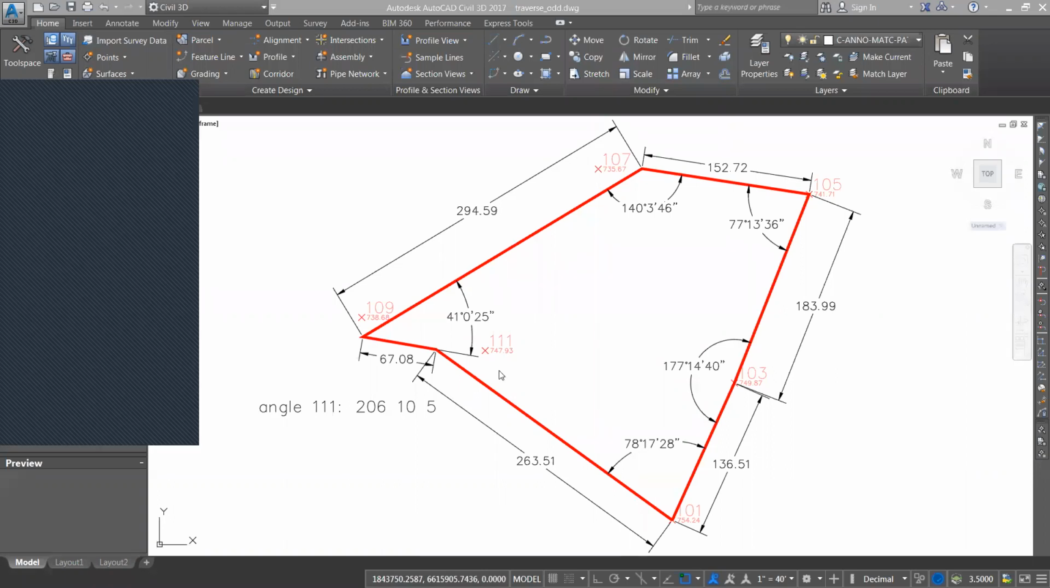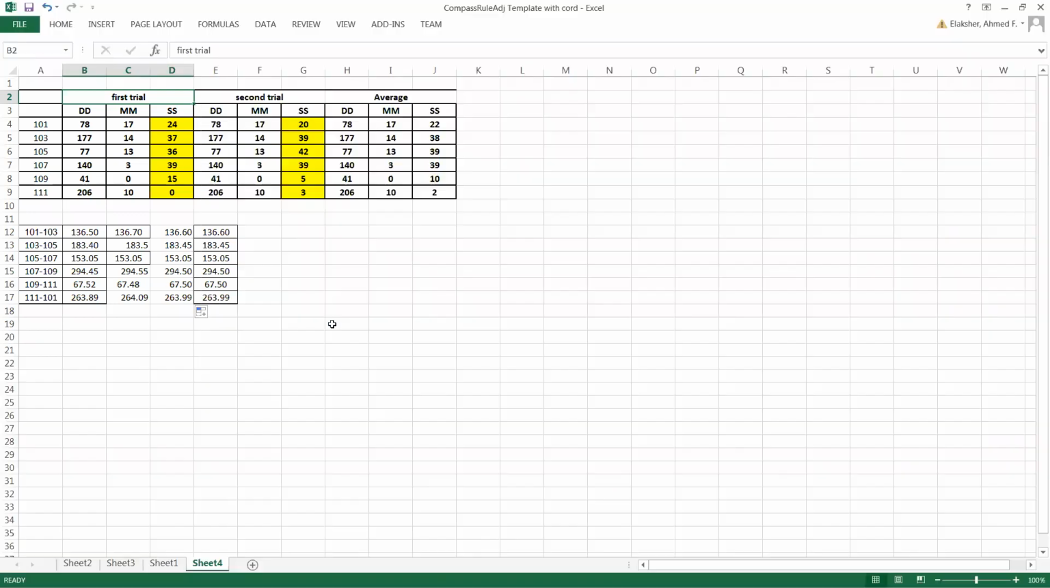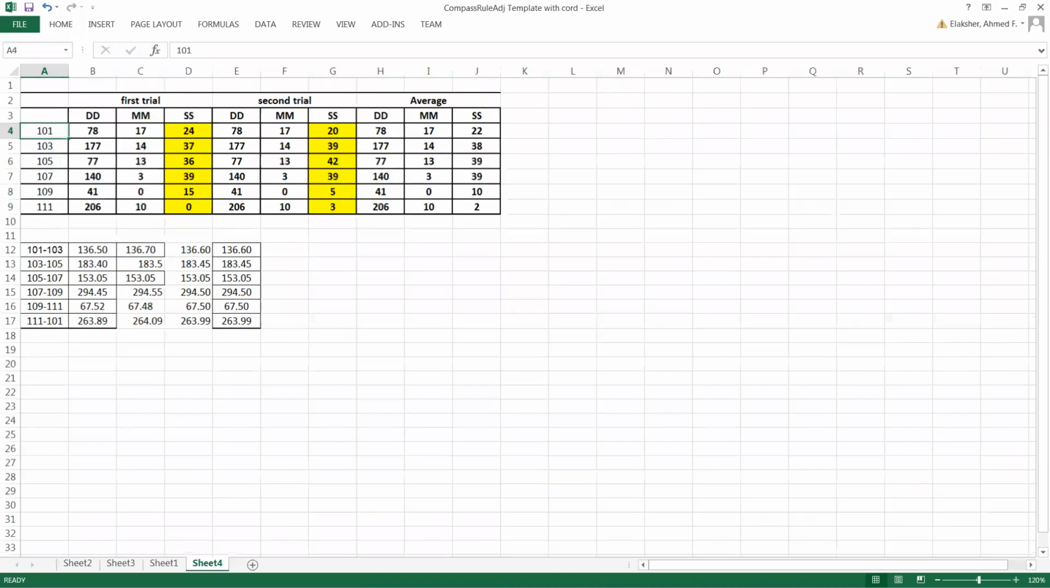Let's assume that this is the traverse here, and I'm showing you here some of the measurements. But let me get to the field notebook. So this is what you should have after you get your field data. Let me get to the spreadsheet here. So this is what you should have in your spreadsheet. Let's go over it. I'm just using here the odd number traverse 101 through 111. So let me zoom in here.